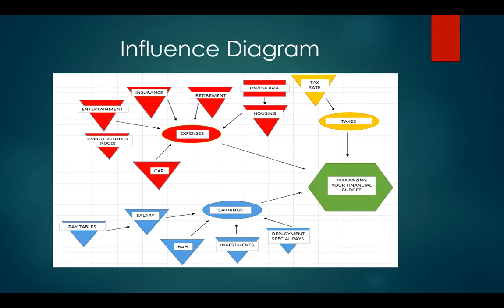The other branches that go into each of the variables are fixed inputs that go along with the pay tables. The salary, the BAH, investments, deployment, and special pays all go into your earnings. For expenses, you have car, living essentials, entertainment, insurance, retirement, on and off base, which goes into your housing, and housing into your expenses. Last but not least, you have your tax rate, which goes into the taxes, which changes every year depending on income and will change due to inflation and so forth.